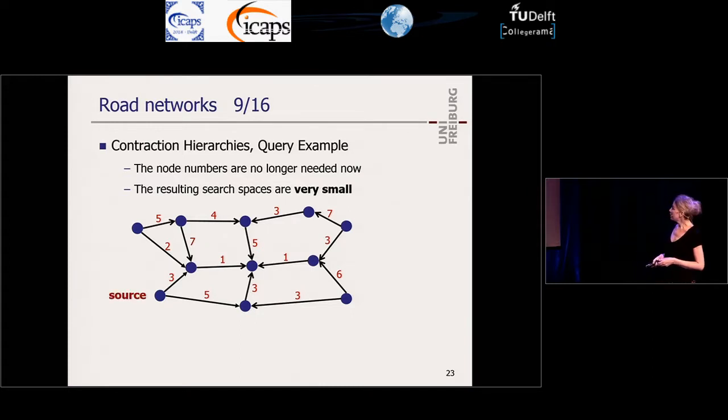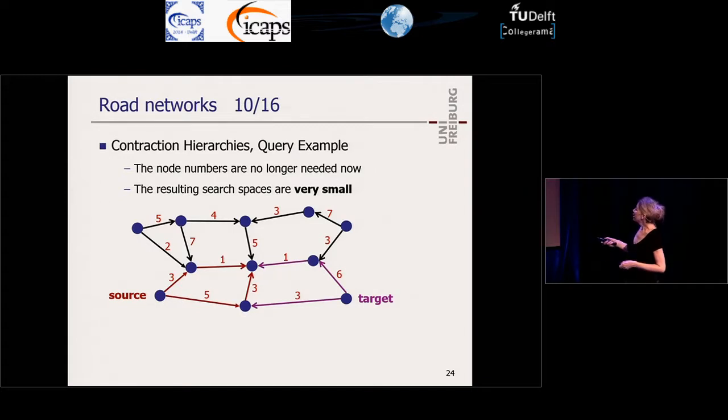So here's a query. Let's go from here to here, source to target. Since these are now directed edges, the search spaces become really small. I mean, they're small anyway because it's a small graph, but you can imagine that also for a bigger graph, because you're always only going upwards, one can show that the search spaces are kind of logarithmic in the graph size.